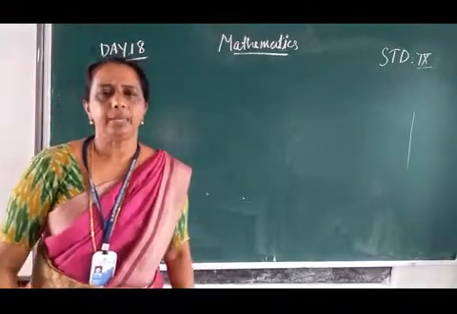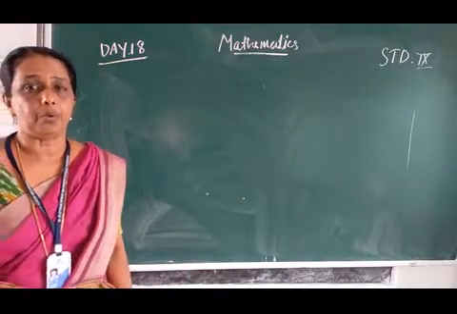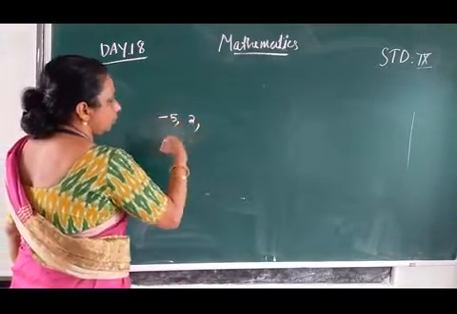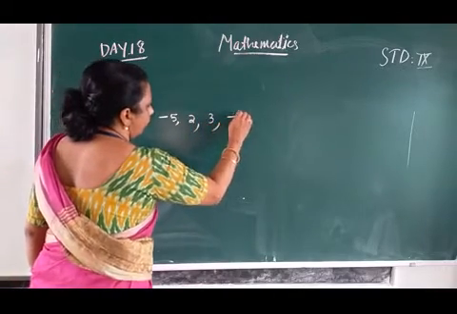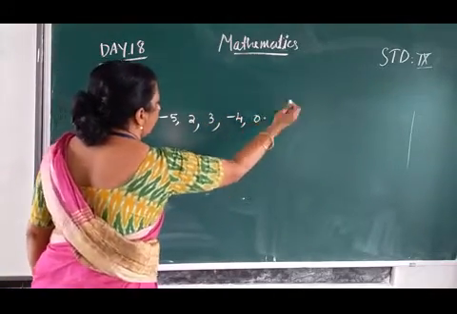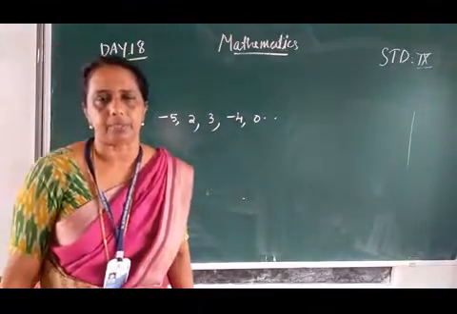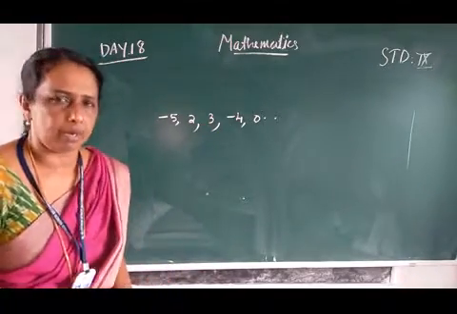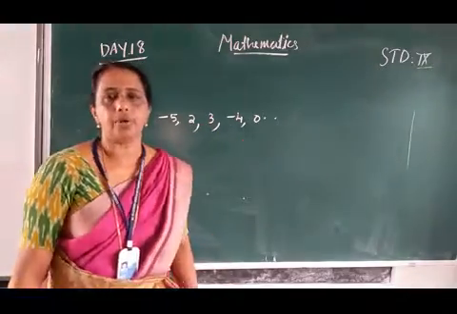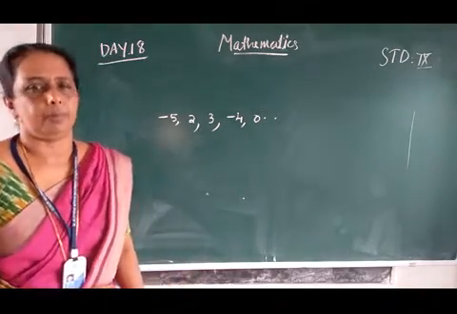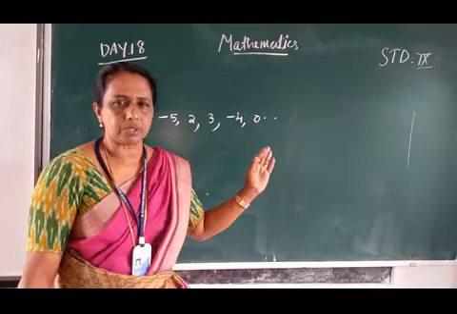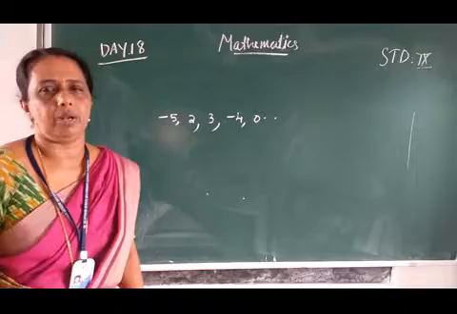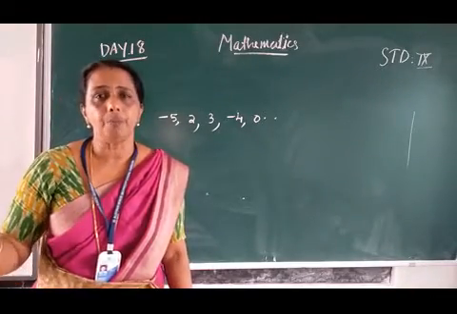Next, we have to study the constant polynomial. Minus 5, 2, 3, minus 4 and 0 etc. are constant polynomials. Listen, minus 5, minus 2, 3, minus 4 etc. are constant polynomials, and 0 is also a constant polynomial, and 0 is also called the zero polynomial.